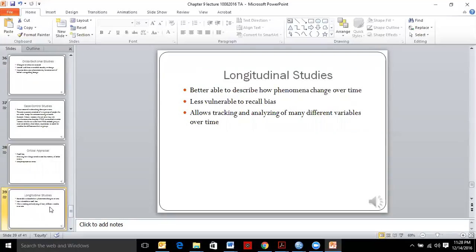Longitudinal studies are used to better understand or describe how phenomena change over time. They are less vulnerable to recall bias, and they allow tracking and analyzing many different variables over time.